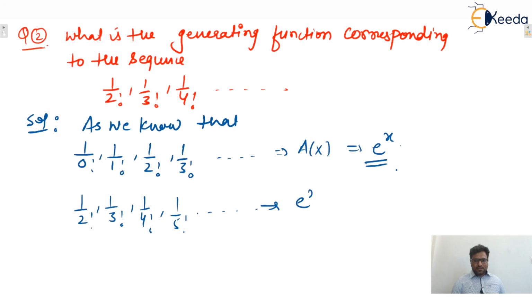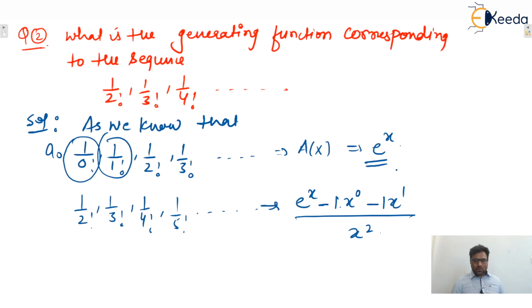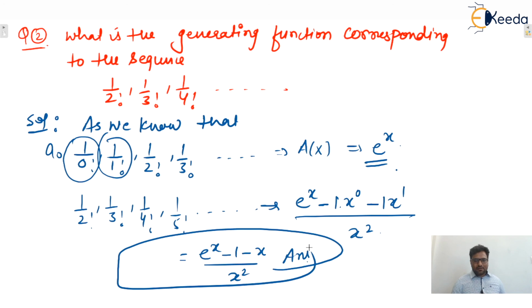So we can say that this is e raised to power x minus the first term, a naught, which was 1. So 1 into x power 0, then minus the second term, which is 1 only, so 1 multiplied with x power 1, all divided by x square. So this is e power x minus 1 minus x upon x square. That will be the required answer. I hope this one is clear to everyone.